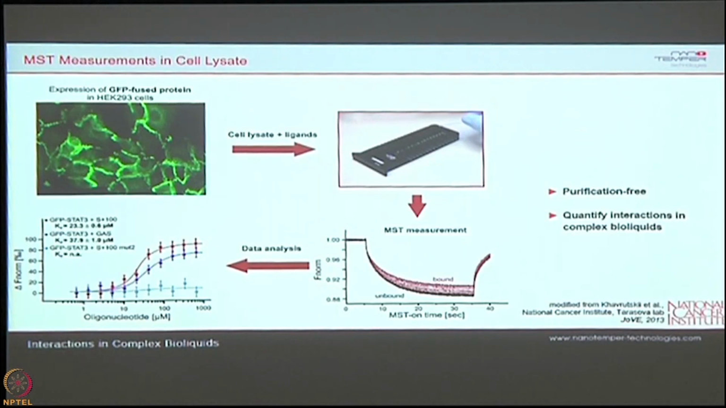As I said, this is one example where the cell lysate, like when you are working with biological fluids, maybe serum, cell lysates, you have thousands of proteins. So you can even bypass purification. If your protein of interest always has a his tag, you add the dye which very specifically binds to the his tag, and then titrate the other partner.